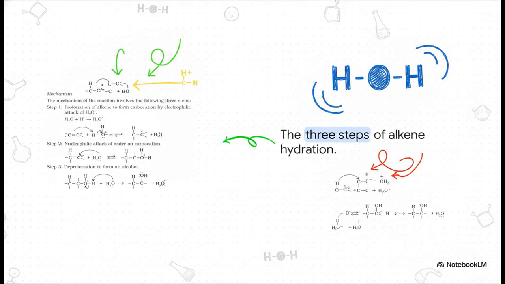Let's trace the path of another classic mechanism together, the hydration of an alkene to form an alcohol. Just follow the flow of electrons through these 3 critical steps. Step 1. The alkene grabs a proton from a hydronium ion, which forms a carbocation. Step 2. A water molecule acts as a nucleophile, directly attacking that positive charge. And finally, step 3, another water molecule steps in to remove that extra proton, yielding our final neutral alcohol. It is just a beautiful, perfectly logical dance of electrons.